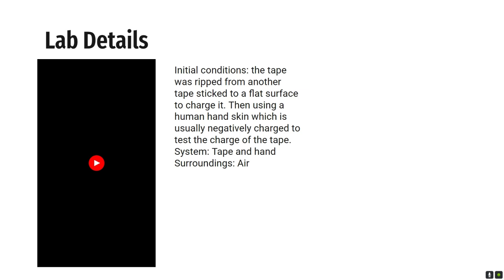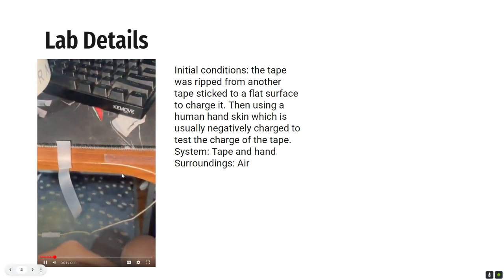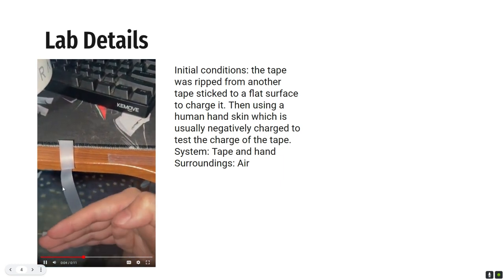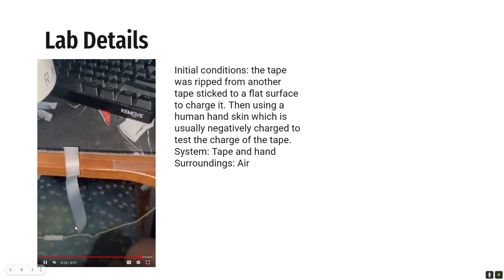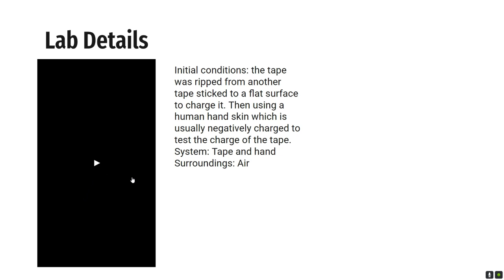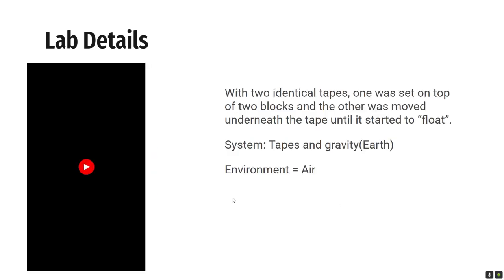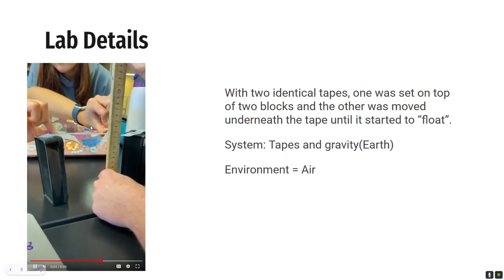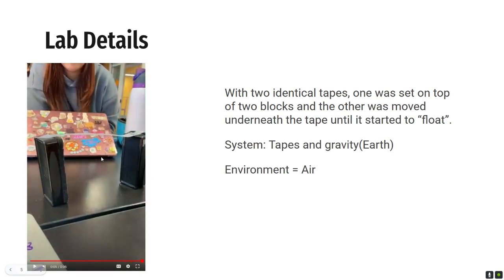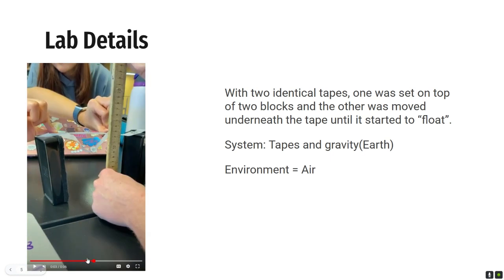Initial conditions: the tape was ripped from another tape stuck to the flat surface, which causes the top tape to be positively charged, and this will attract to my hand because human skin is usually negatively charged. This is then used to have two positively charged tapes, using the bottom tape to cause the top tape to float, quote unquote. And as we see here, the electric force is equal to the gravitational force because the top tape is not accelerating.